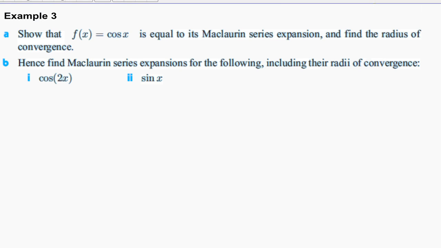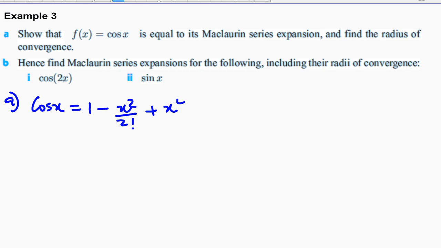In this question, we are required to show that f of x equals cos x is equal to its Maclaurin series expansion and find the radius of convergence. So for A, the Maclaurin series expansion of cos x is 1 minus x squared over 2 factorial. We've already shown this in the previous example, so I'm not going to go through it again.